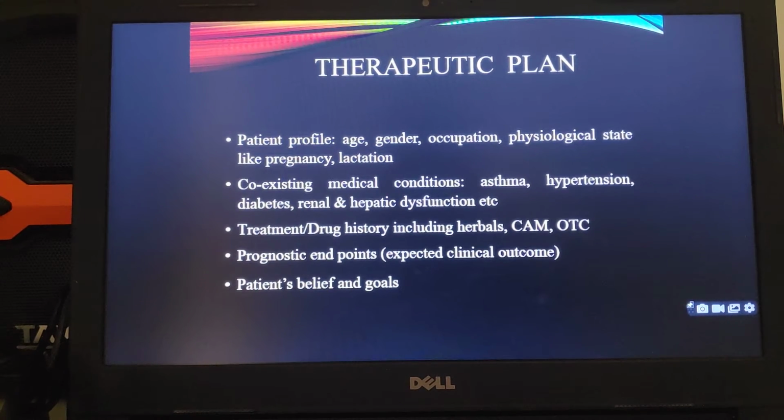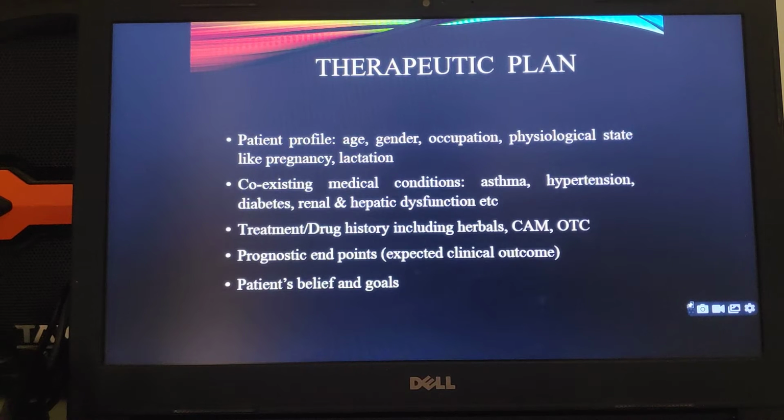Another point to be considered is that before you write a prescription, you should think about a checklist, which is basically a therapeutic plan. What should be looked into before writing a prescription? The very first is the patient.